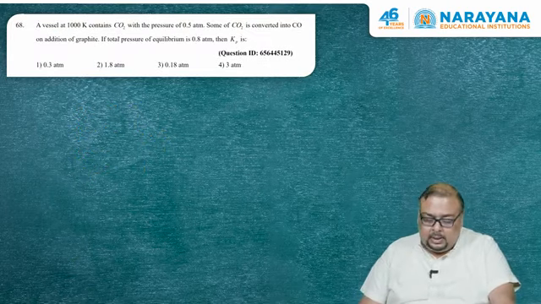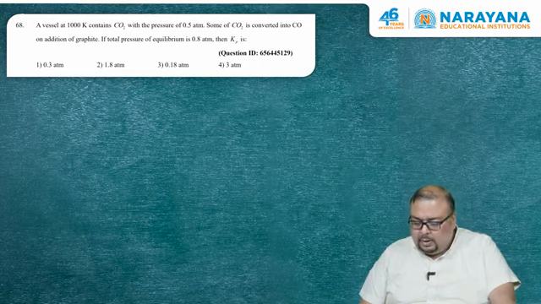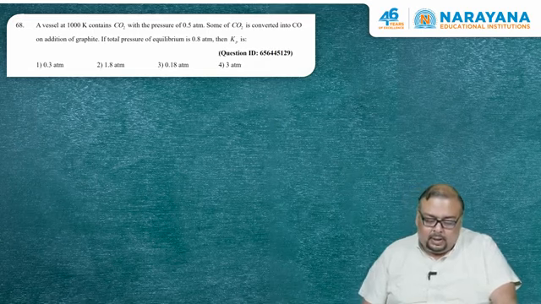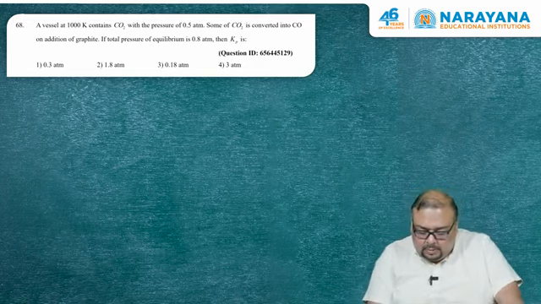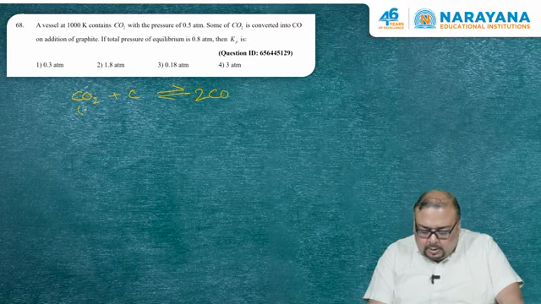Question number 68. A vessel at 1000 Kelvin contains CO2 with pressure of 0.5 atm. Some of CO2 is converted into CO on addition of graphite. If total pressure is 0.8 atm, then find the Kp value. So let us write the equilibrium equation. CO2 plus carbon is giving 2CO. We should write the states also. This is gaseous, this is solid, and this is gaseous.